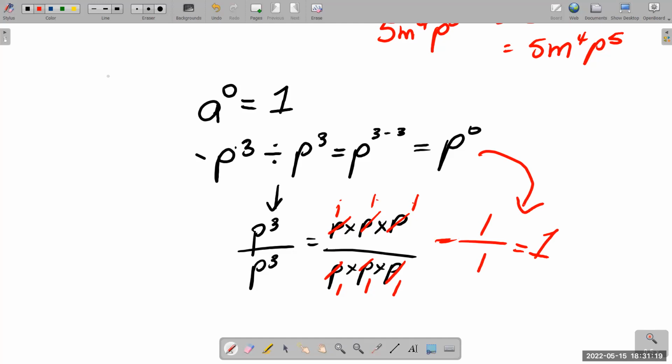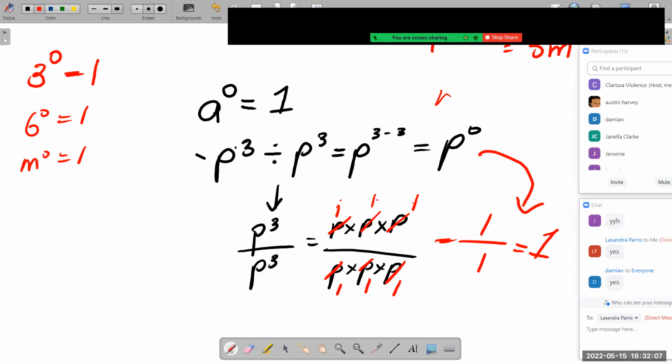Hello? So it doesn't matter. It could be 3. 3 to the 0 is 1. And remember when we were doing the bases in last class, 6 to the power of 0 is 1. M to the power of 0 is 1.